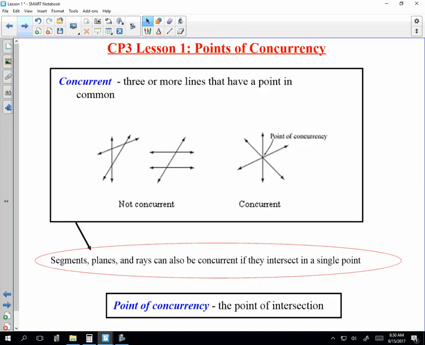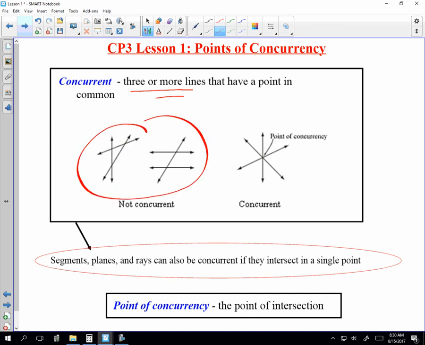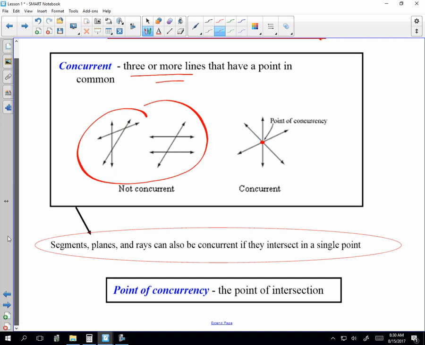Now, when we look at a point of concurrency, three or more lines that have a point in common. When we look at these three lines, they don't have a singular point in common. They have some points in common of two of the three. So there are some intersections, but it's not a point of concurrency. A point of concurrency needs three or more lines intersecting in an individual point. And we have to understand that segments, planes, and rays can also be concurrent if they intersect at a single point.